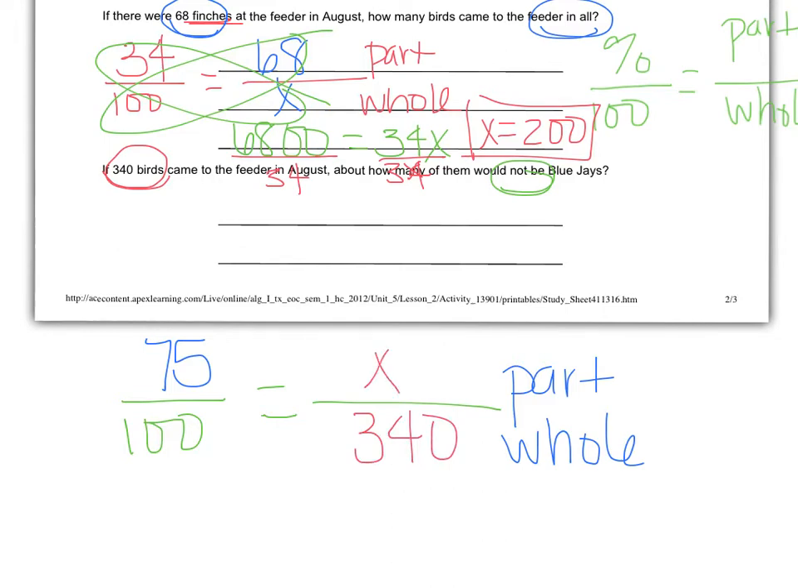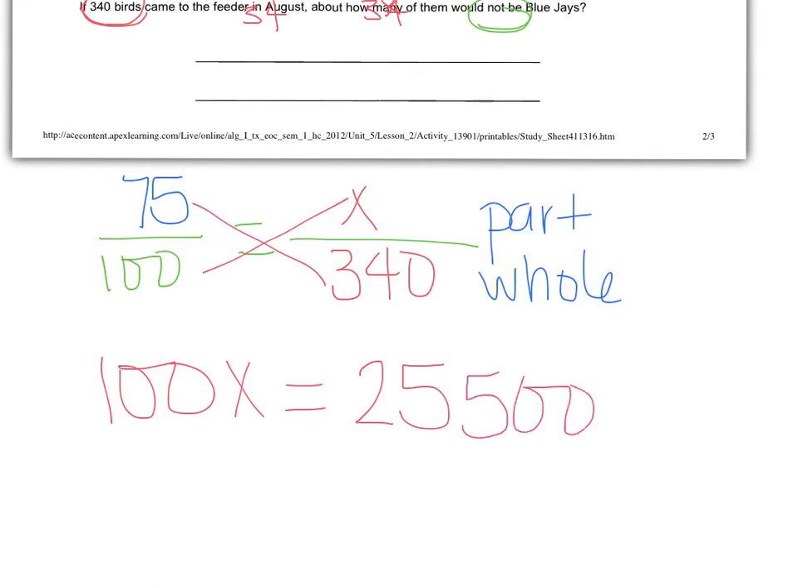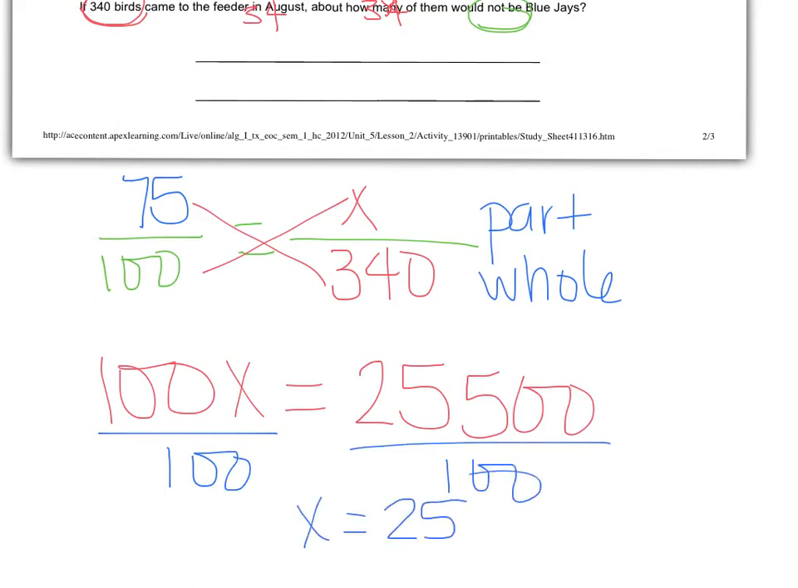So again, I'm going to cross multiply and divide. So 100 times x is 100x. 75 times 340 is 25,500. And then I'm going to divide both sides by 100. So x is going to equal 255. So there would have been 255 birds that were not blue jays that month.